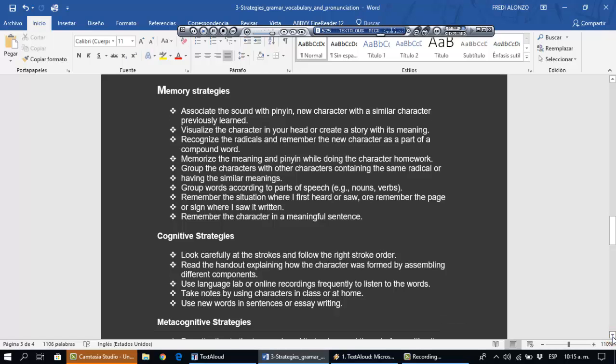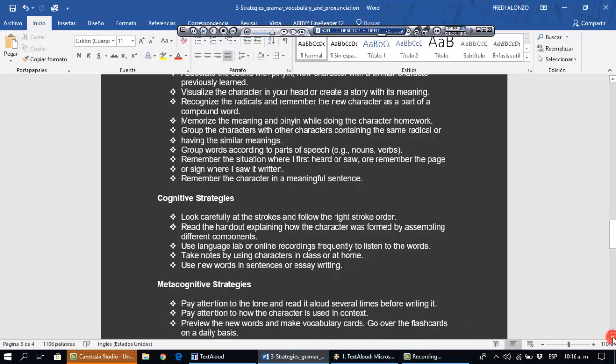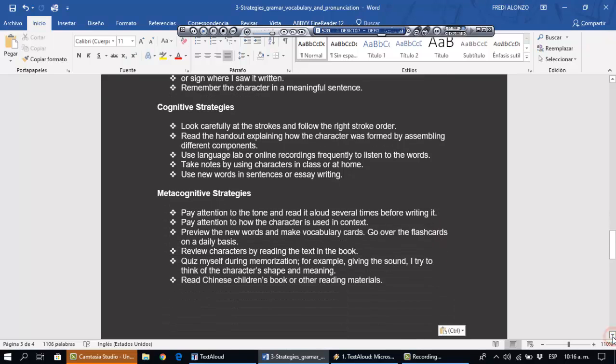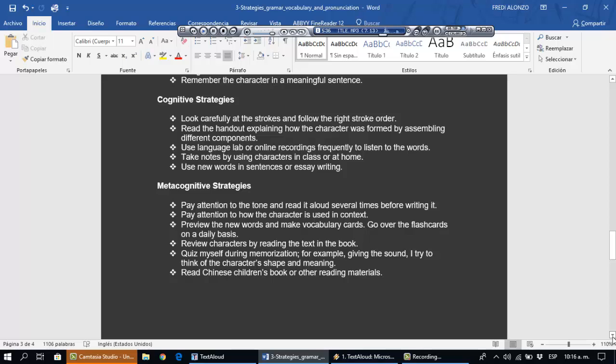Use Language Lab or online recordings frequently to listen to the words. Take notes by using characters in class or at home. Use new words in sentences or essay writing. Metacognitive strategies. Pay attention to the tone and read it aloud several times before writing it. Pay attention to how the character is used in context.